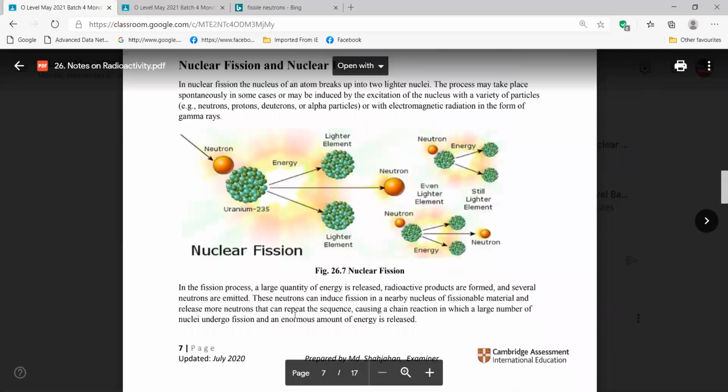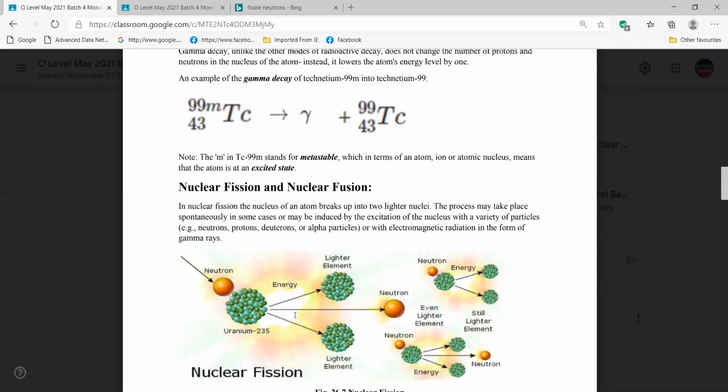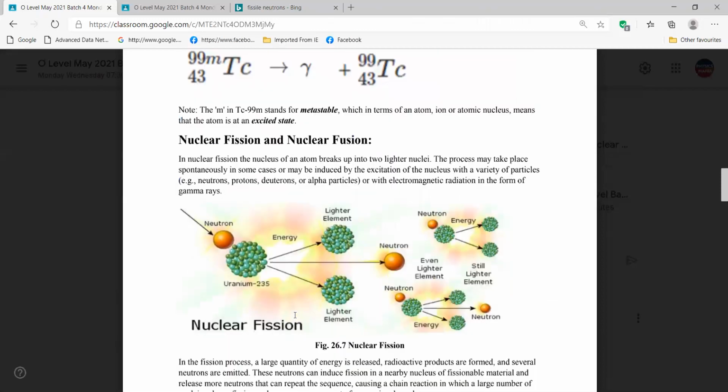Sir, what if it came in the exam? It will not come in the exam. In the exam, you will get only fission. What is called fission? That's it. And what is the use of control rods? Moderators.